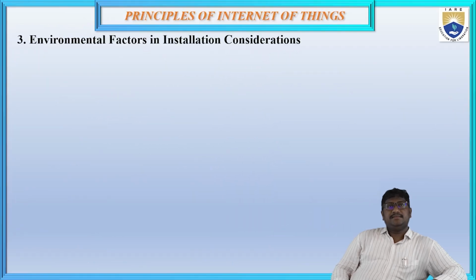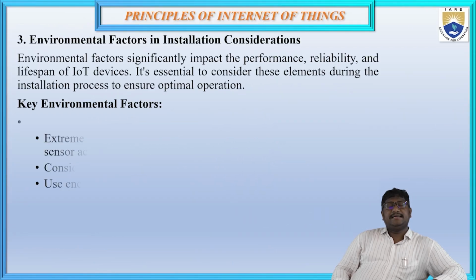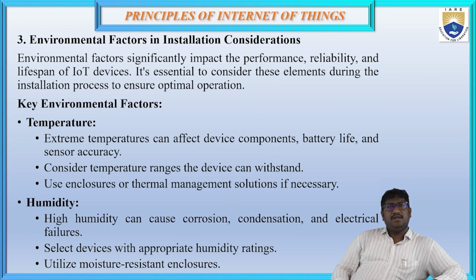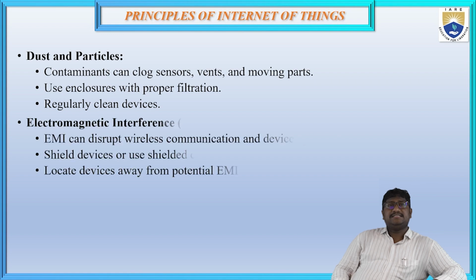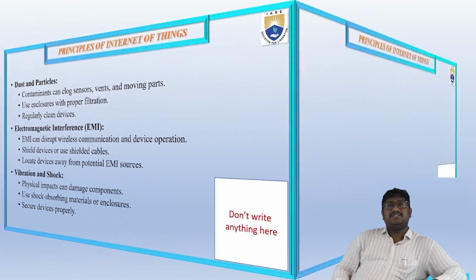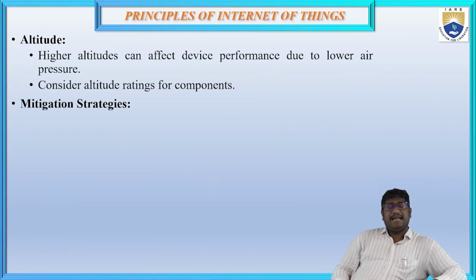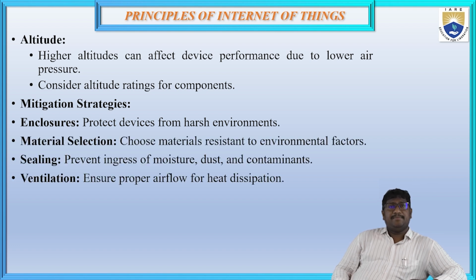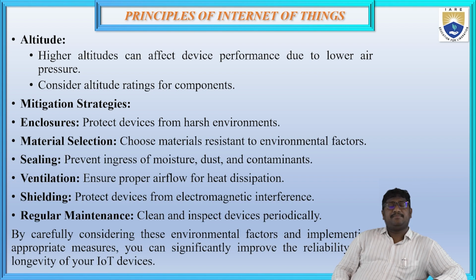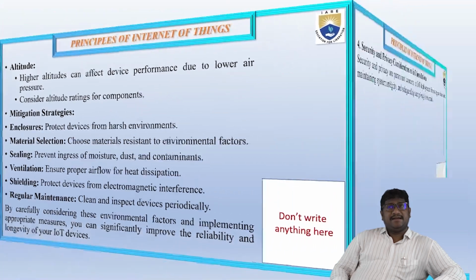With this, the things related to environment. Key environmental factors: temperature and humidity play a role as environmental considerations. We need to check how much temperature there is, what range it has to be suitable for, and how much humidity it should tolerate. All these are environmental. Dust and particles, electromagnetic interference, vibration and shocks, altitude, and mitigation measures: enclosures, materials, ventilation, shielding, regular maintenance, all these are taken care of in the environment.